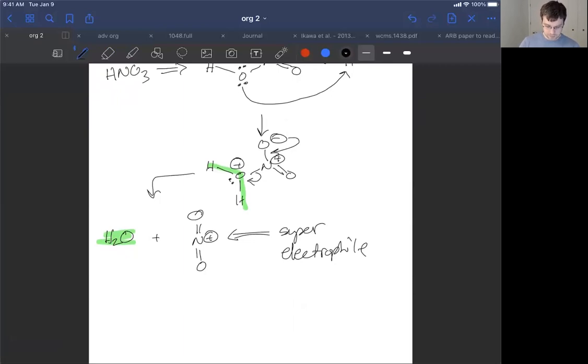Okay. So we have our super electrophile that's going to encounter, and they have ways of trapping these things. Back when acid rain was an issue, we just didn't have ways of trapping these things, and we thought, oh, Mother Nature can handle it.